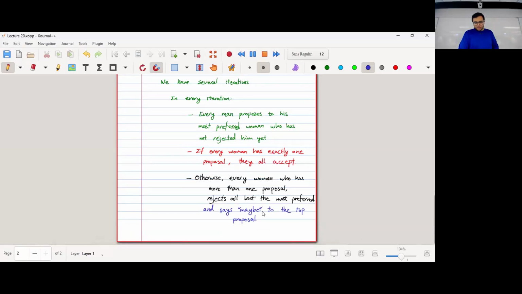But if you look at it from the point of view of the women, suppose that a woman has said maybe to one man today. If she says maybe to another man tomorrow, that means that the second man was more preferred, right? So the list of men who are getting the maybe answer is an increasing list. It's getting better and better for women. So these are the two properties that we have. For every man, the women that he's proposing to are getting worse and worse. For every woman, the men that she's saying maybe to are getting better and better.